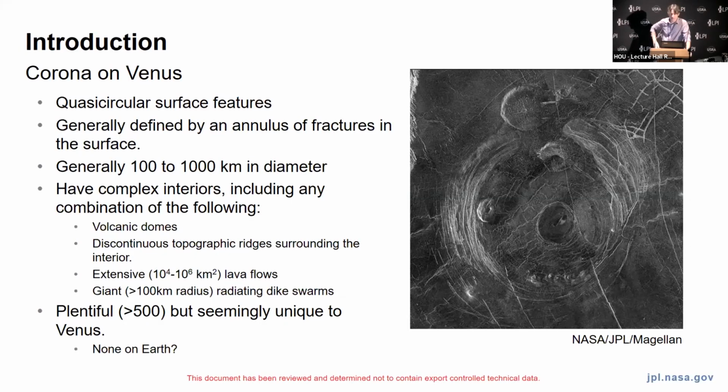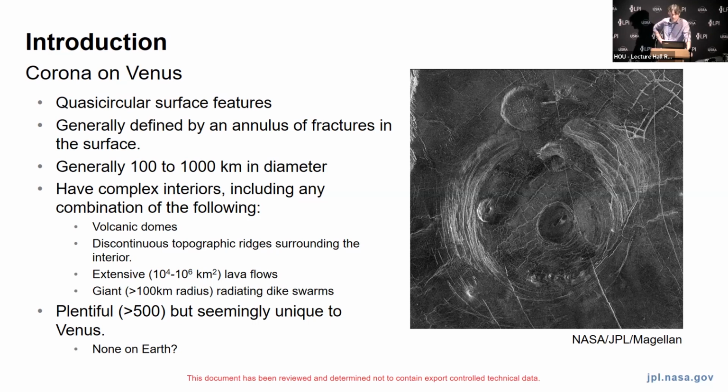So already today we've been over corona, but just a little bit over again. Everyone's favorite word for corona, they are quasi-circular surface features. Generally, they're defined by an annulus of surface fractures. These nice lineations around the circle here in the radar image, generally 100 to 1,000 kilometers in diameter. And they can have complex interiors, including any combination of things like volcanic domes, discontinuous topographic ridges, and, important for this work, extensive lava flows, giant radiating dike swarms that can go for hundreds of kilometers away.